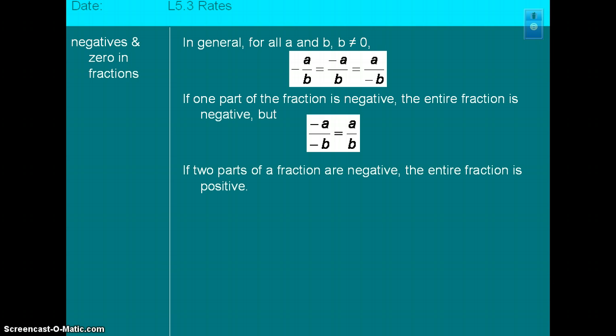This is very similar to multiplication with negatives. When we multiply with negatives, an even number of negative values indicates a positive value. Whereas when we multiply with negatives, if we have an odd number of negative numbers, we would indicate a negative value.